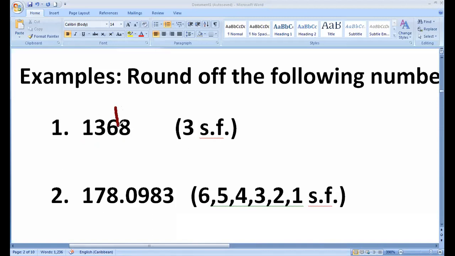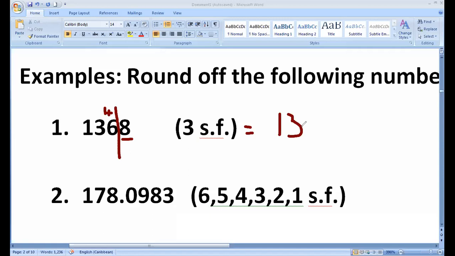Then you draw an imaginary line. And just like rounding off to the nearest decimal place, we examine the number to the what? To the right. All right. And if that number is greater than or equal to 5, we add 1 to the number to the left. And 8 is greater than or equal to 5. So we're going to add 1 to the what? The 6. All right. I don't know why my mouse is acting up on me. So therefore, our answer is going to be 1, 3, 7.